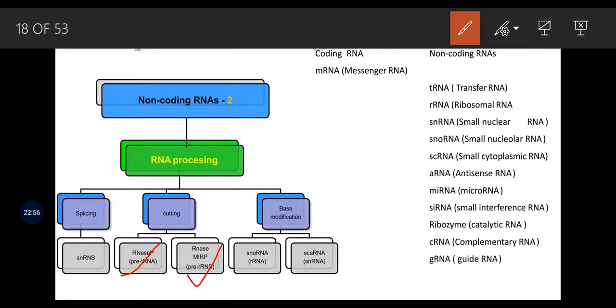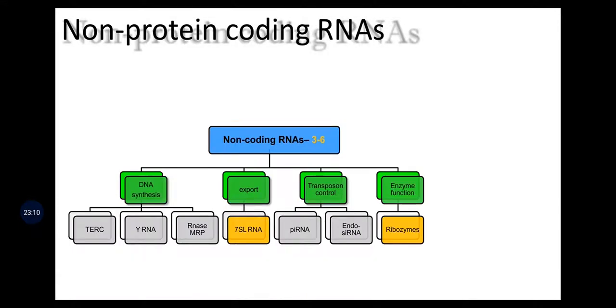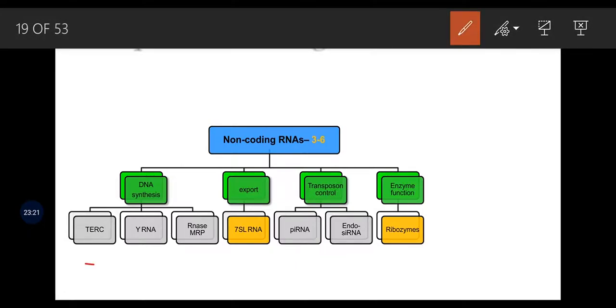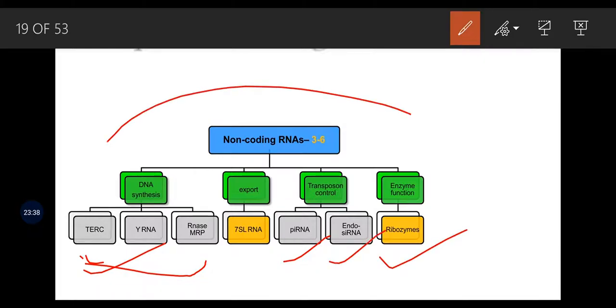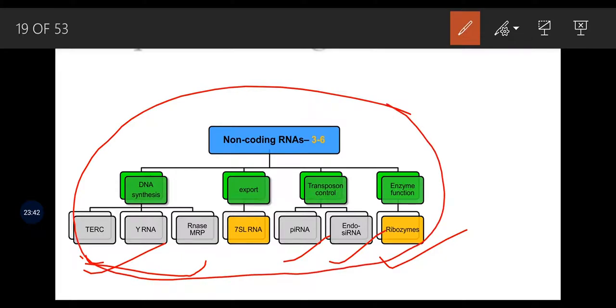Then for base modification, two RNAs play an important role. One is snoRNA, that is a kind of rRNA, and another is scRNA, that is again called snRNA. For other functions like DNA synthesis, TRC, YRNA and RNase-MRP, these play a major function in oncogenic cancer studies and embryological studies. In export, 7SL RNA; for transposon control, piRNA and endo-siRNA; for enzymatic function, ribozyme. One category of classification is not much important, but the previously discussed two categories are very important.